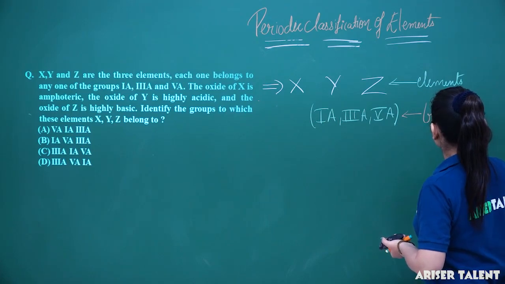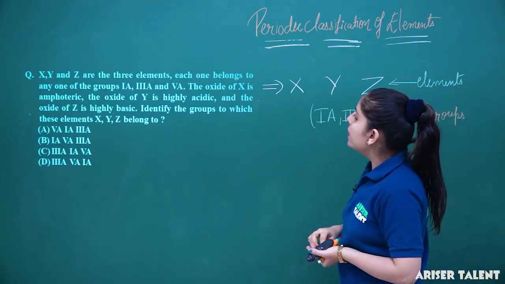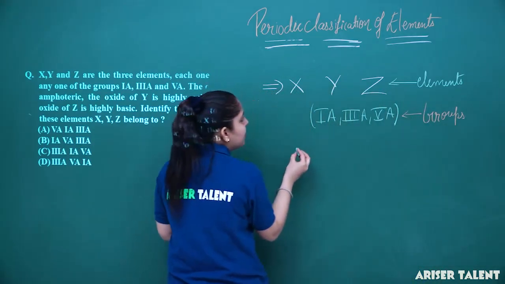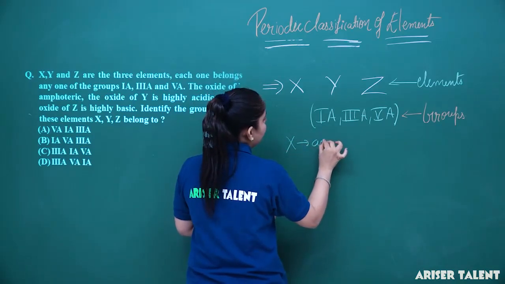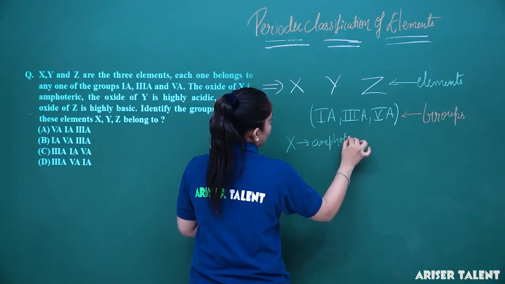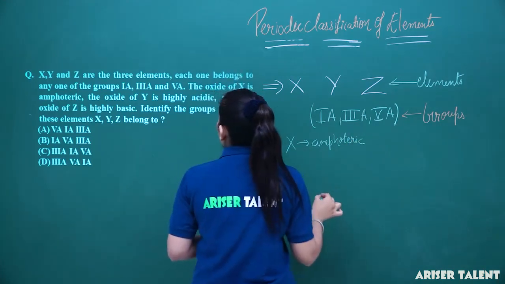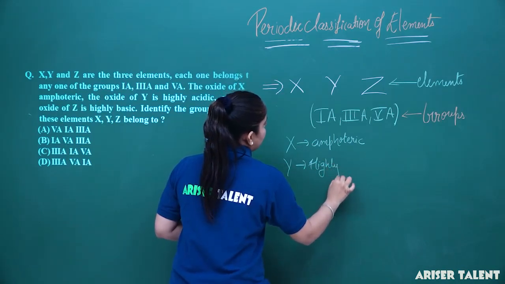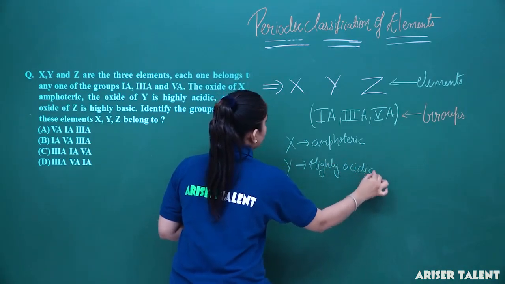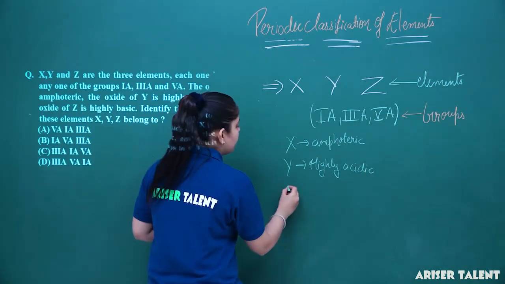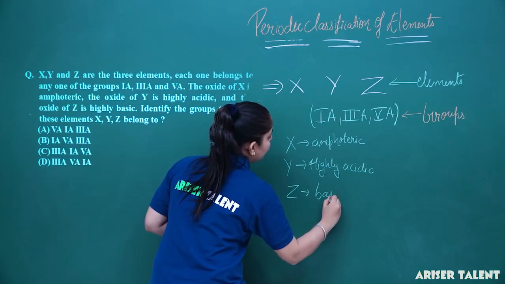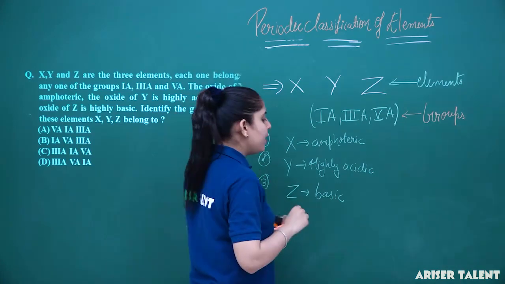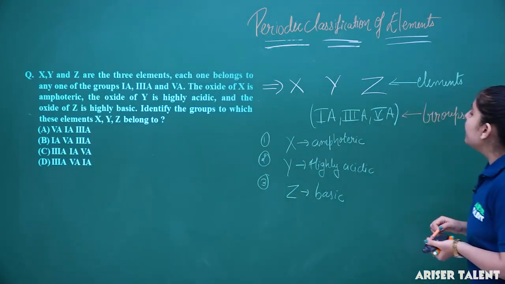Now what we have to do is, the oxide of X is amphoteric in nature. So let's write the properties here. X is amphoteric. Y is highly acidic. And Z is basic. So we are given three compounds and their nature of acidity and basicity. Now we have to identify the group number.